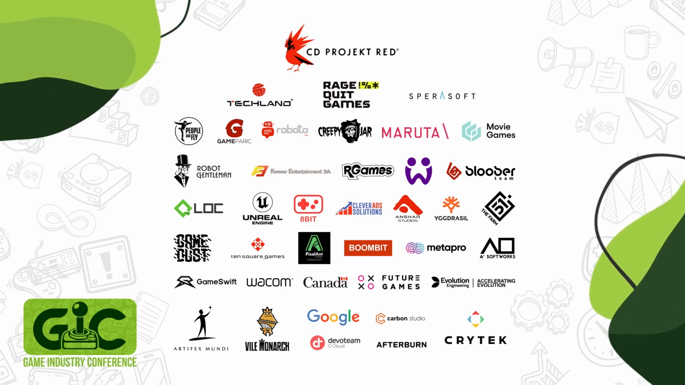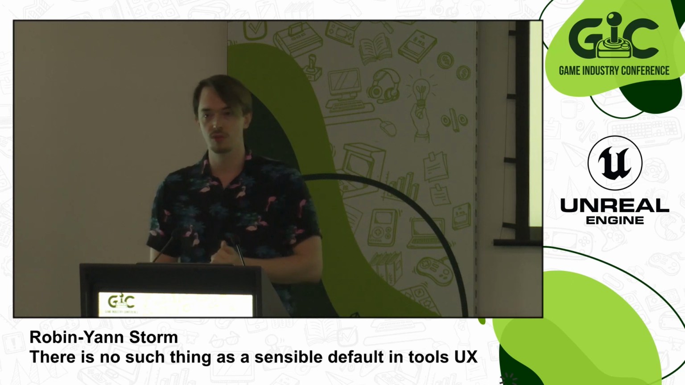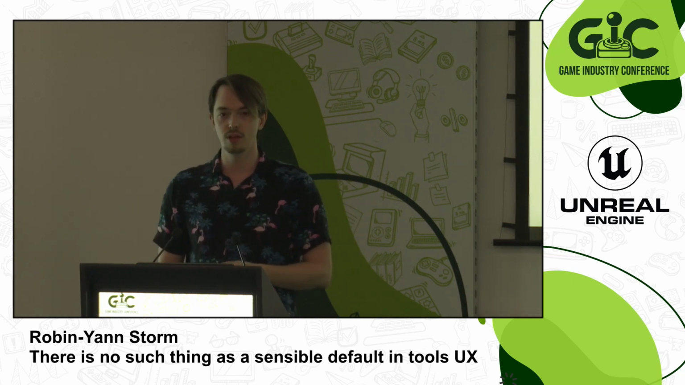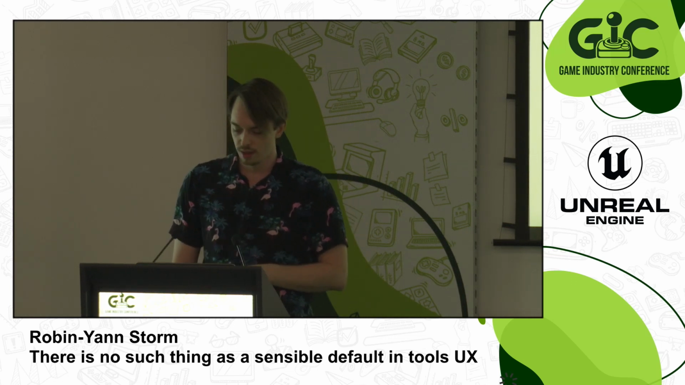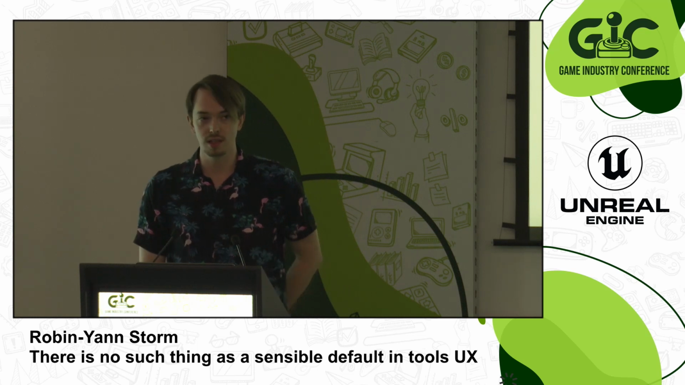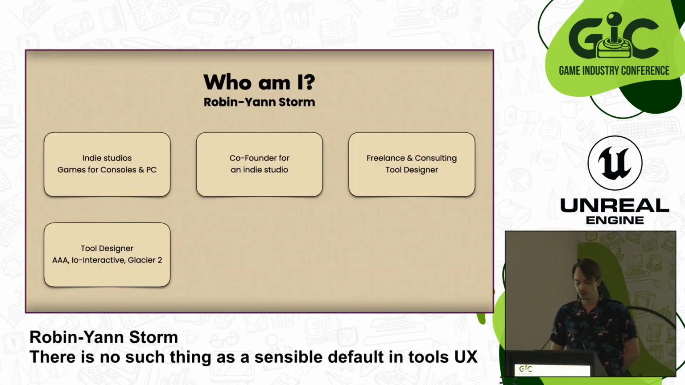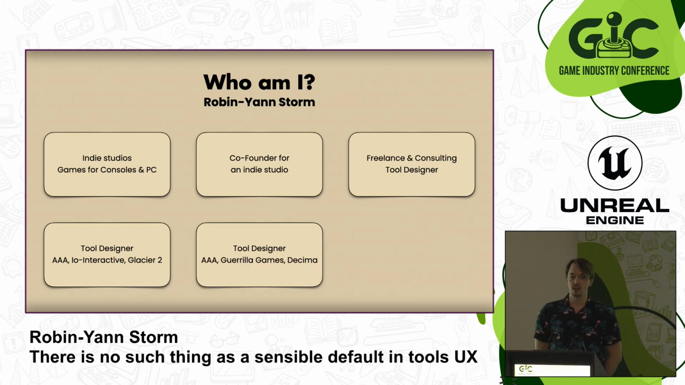I'm Robin-Yann Storm. I used to work at indie studios on games for console and PC. I was then a co-founder of an indie studio for a very little while. I then did some freelancing and consulting as a tool designer. I was then a tool designer in the AAA industry, where I worked at IO Interactive on the Glacier editor, Glacier 2 specifically. I was then a tool designer in the AAA industry at Guerrilla Games, working on the Decima editor, which is used to, for example, build the Horizon games.